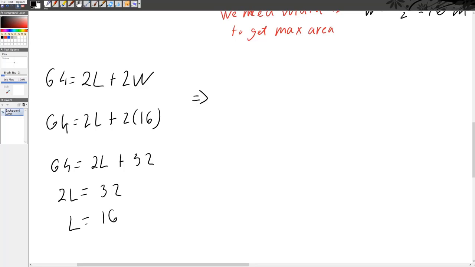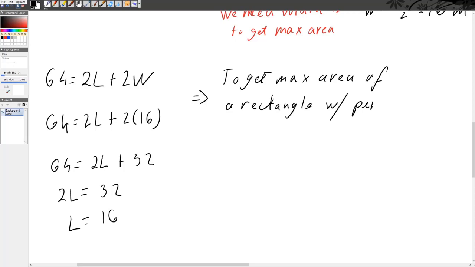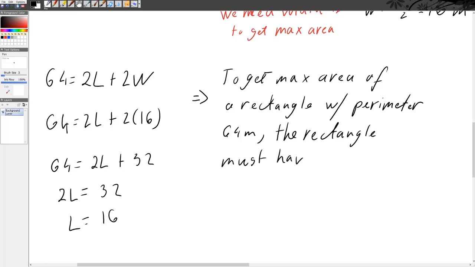This means that to get max area of a rectangle with perimeter 64 meter, the rectangle itself has to be a square. Must have length equal to 16 and width equal to 16. In other words, a square.